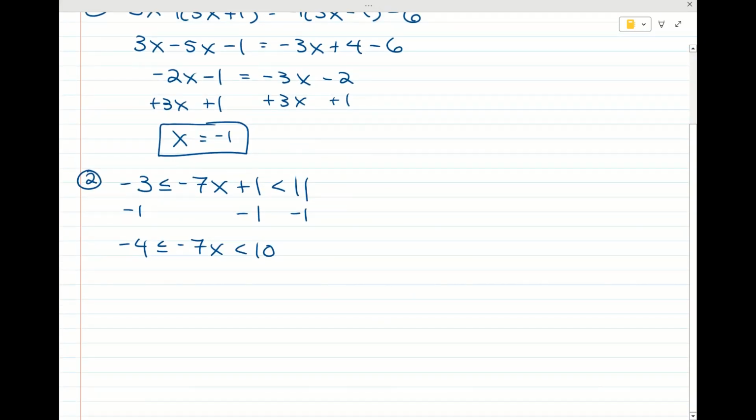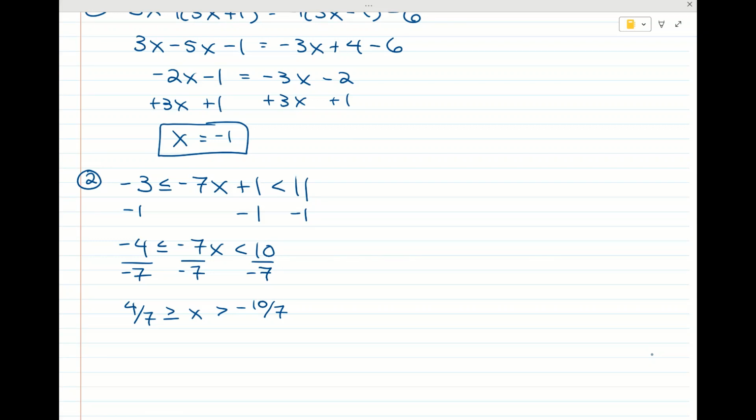And then we have to get rid of the negative 7, so we have to divide every side by negative 7. And remember, with inequalities, if you divide by a negative, you have to switch the inequality. So this would be 4/7 is greater than or equal to x, which is greater than negative 10/7.